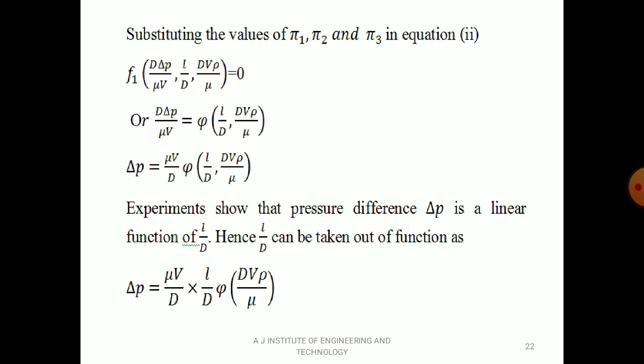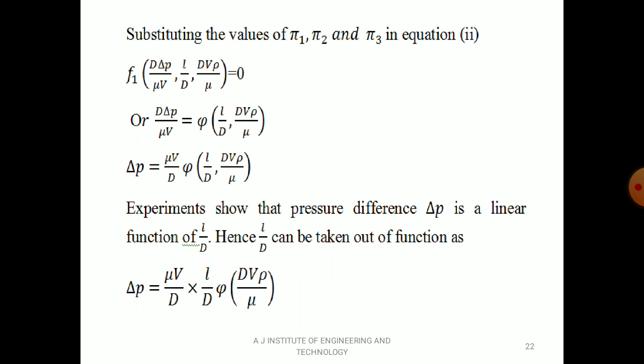Next, substituting the values of pi1, pi2 and pi3 in equation 2, that is f1 of pi1 comma pi2 comma pi3, so that is equal to 0. So we can just substitute f1 of d delta p divided by mu v comma L by d comma dv rho by mu, that is equal to 0.